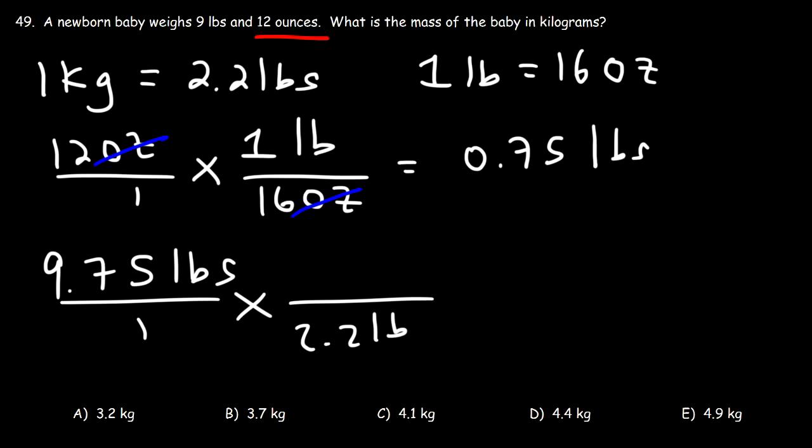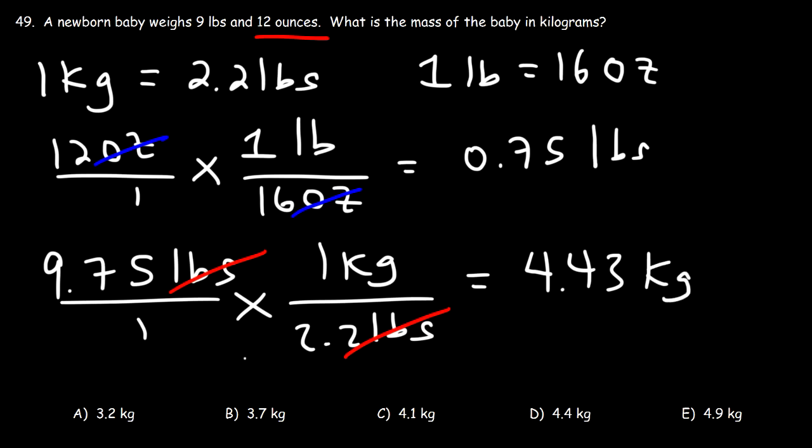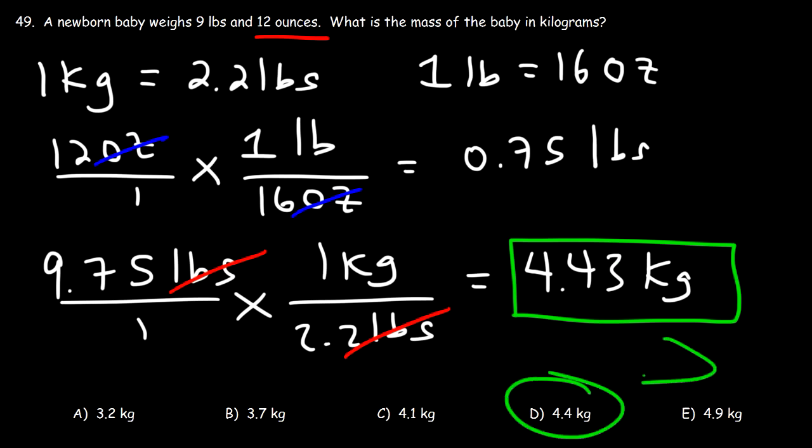So 2.2 pounds equates to 1 kilogram. And so setting up this way, we can see that the unit pounds will cancel. So it's going to be 9.75 divided by 2.2. And so it's going to be 4.43 kilograms. And so that's the mass of the baby, which means answer choice D is the right answer.